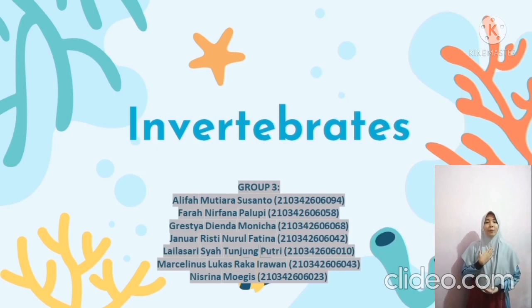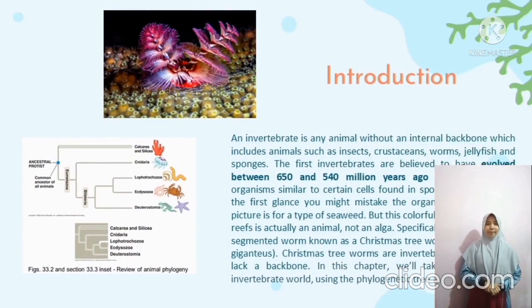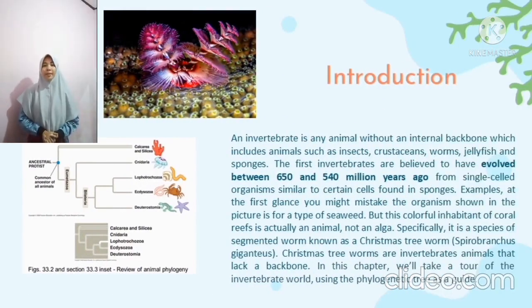First, I will begin with what is invertebrate. Invertebrate is any animal without an internal backbone, which includes animals such as insects, crustaceans, worms, jellyfish, and sponges. The first invertebrates are believed to have evolved between 650 and 540 million years ago from single-celled organisms similar to certain cells found in sponges.